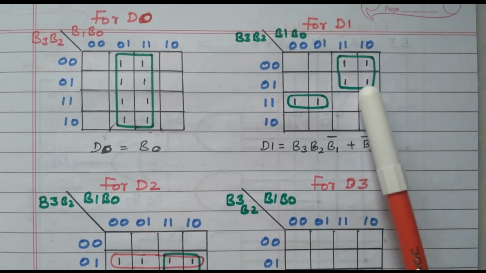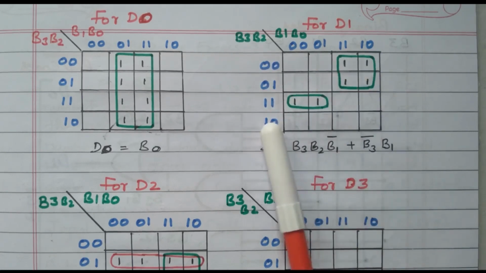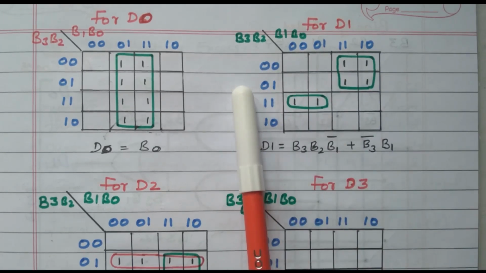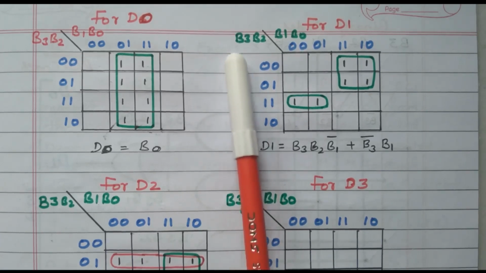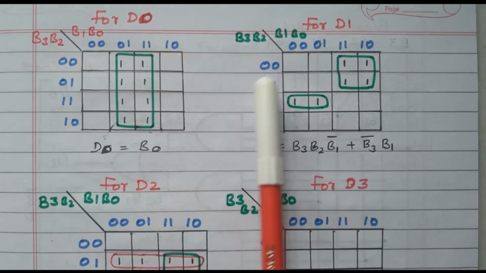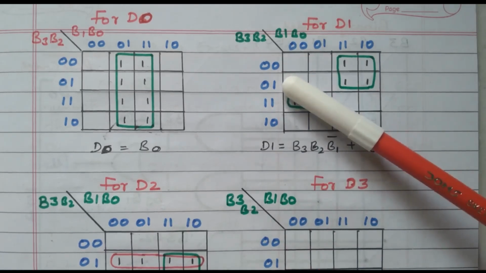Now we'll refer to these 4 ones. Corresponding first row and second row we have to refer. What is available here? 0 0 0 1. Right. So the first 0 available commonly is nothing but B3, B3 bar because of 0. The second 0 and 1 got cancelled. This 0 and 1 got cancelled.